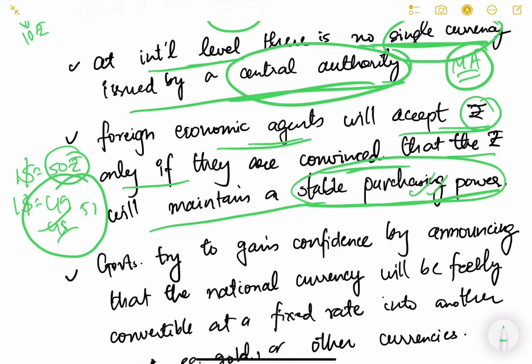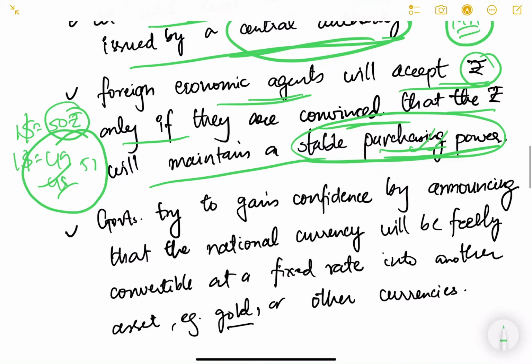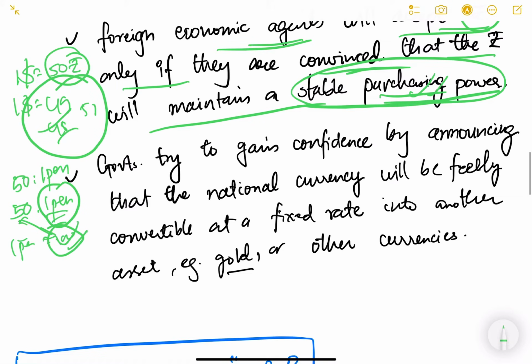So it has to be a little bit stable. It should not fluctuate a lot. It should have a stable purchasing power. Like if 50 rupees today can buy one pen, then tomorrow also this 50 rupees should be able to buy one pen. It should not happen that one pen will cost 100 rupees tomorrow. Okay, so it means that the rupee does not have a stable purchasing power if this happens. That is a condition of hyperinflation, too much inflation.